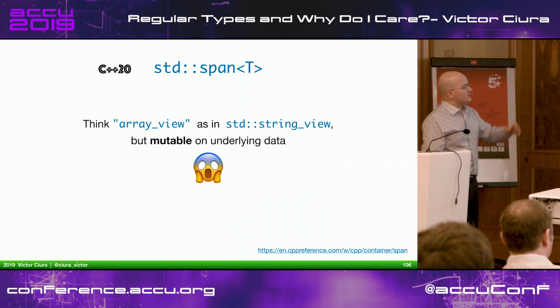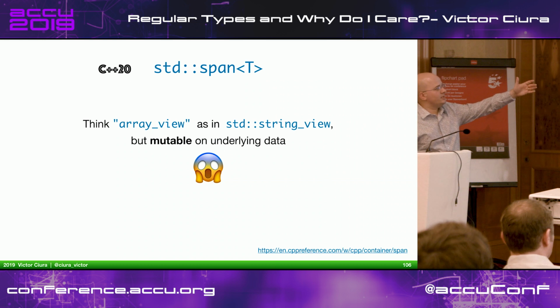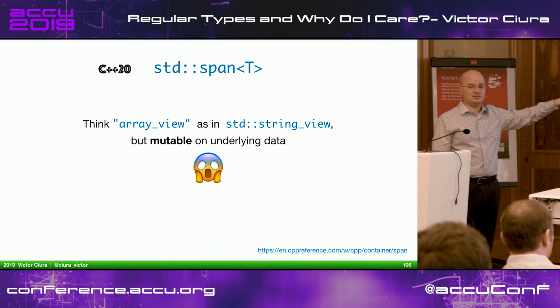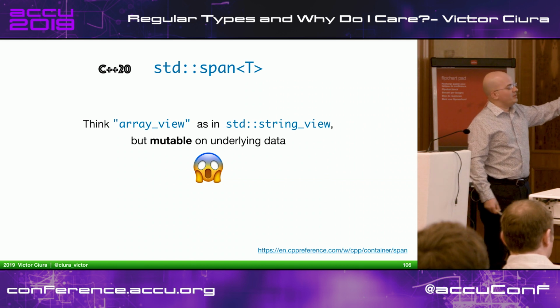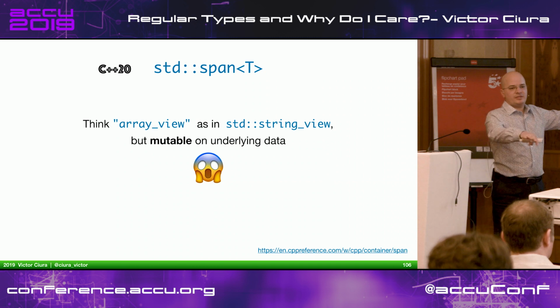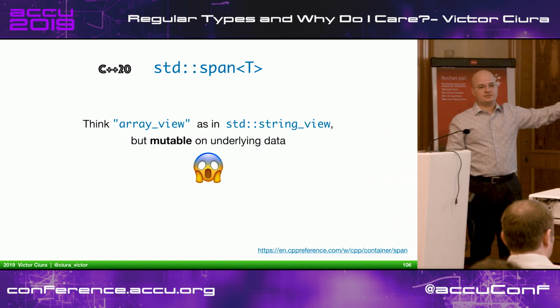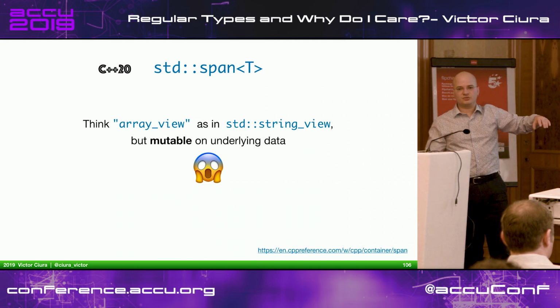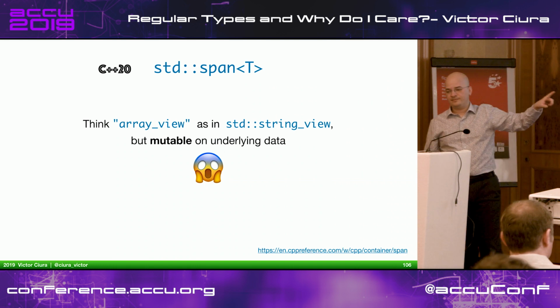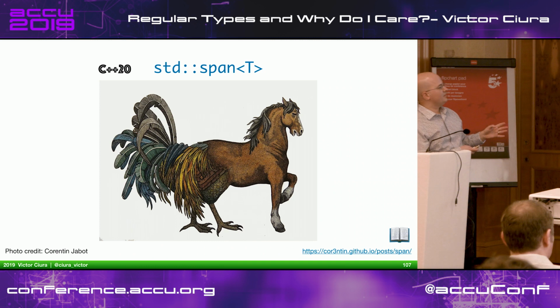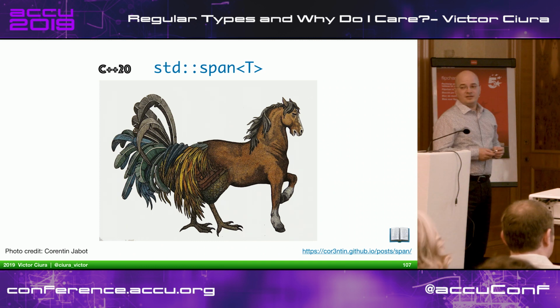So span is think array view as in string view, but on mutable underlying type. So this is a fundamental difference, in my opinion. So people like to say that I already have string view. Span is just like that, only not for characters. It's not like that because the underlying type is mutable. So it's kind of like this.